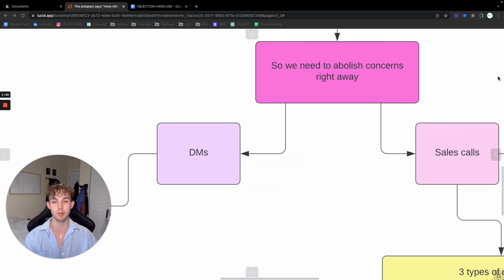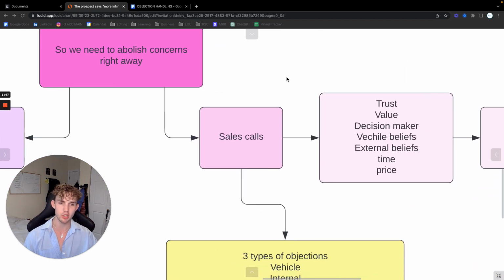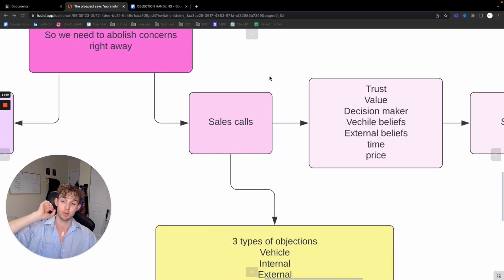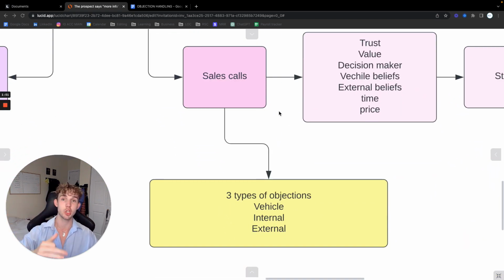So 2 examples, we have DMs and sales calls. Let's go to sales calls first, right? There's one thing we gotta know is all objections will fall into these 3 categories: vehicle belief, internal belief, and external belief. So vehicle belief is simply they don't believe in the vehicle. If you run ads, if you run Facebook ads, the vehicle is Facebook ads. Okay. If you do short form content, the vehicle is posting reels, posting shorts. Okay, that's the vehicle.